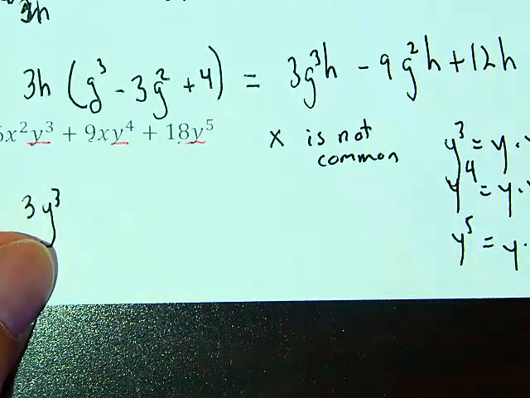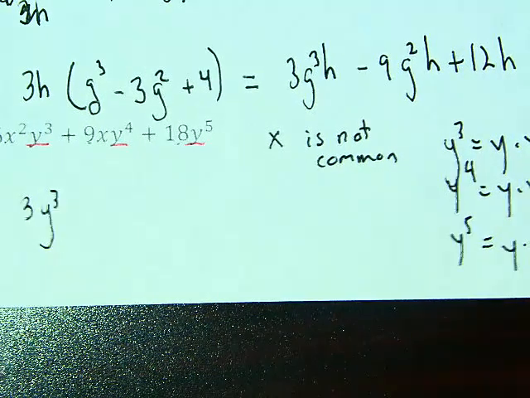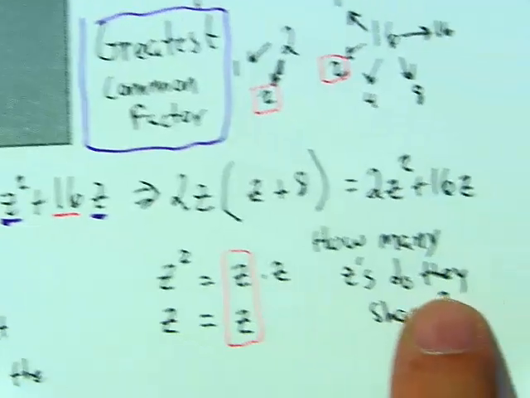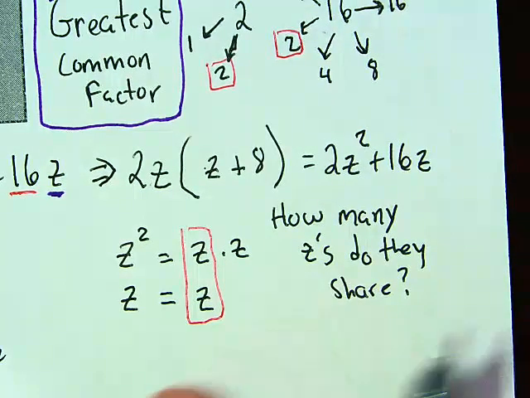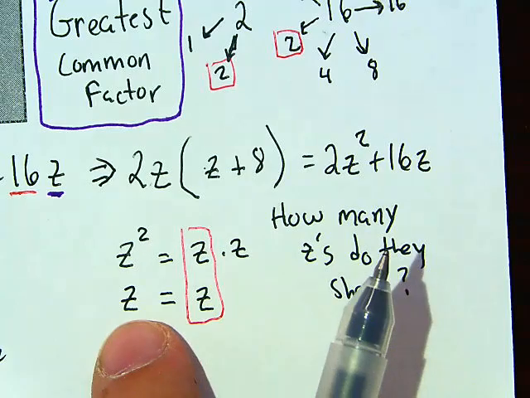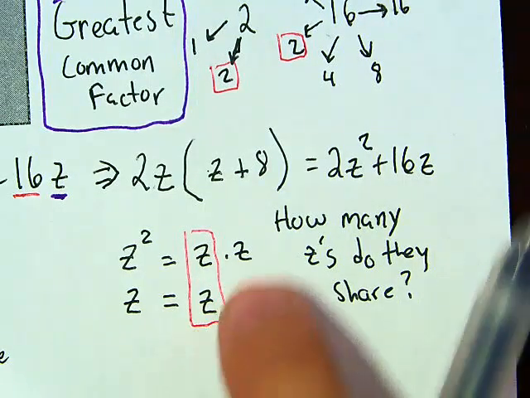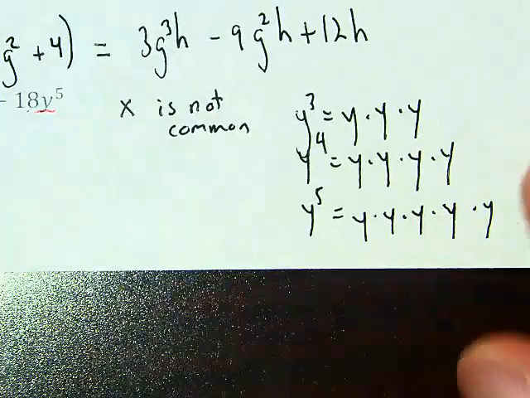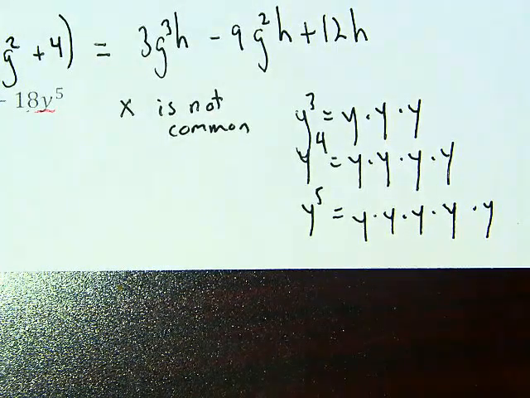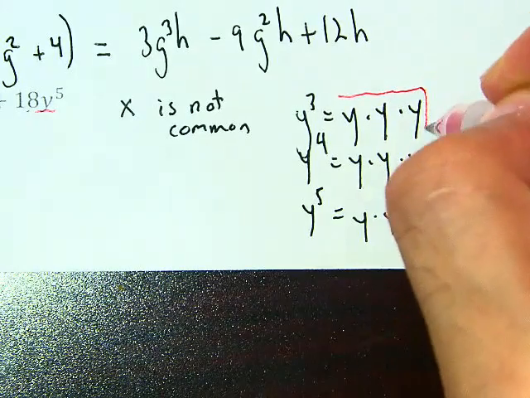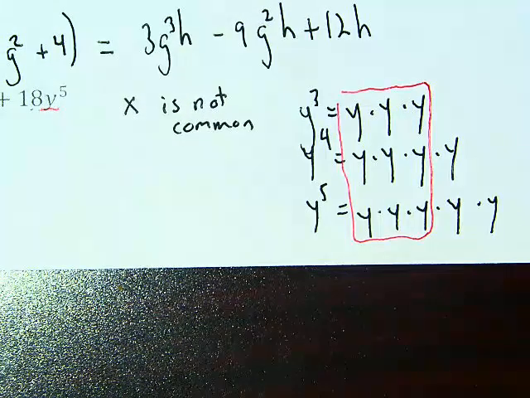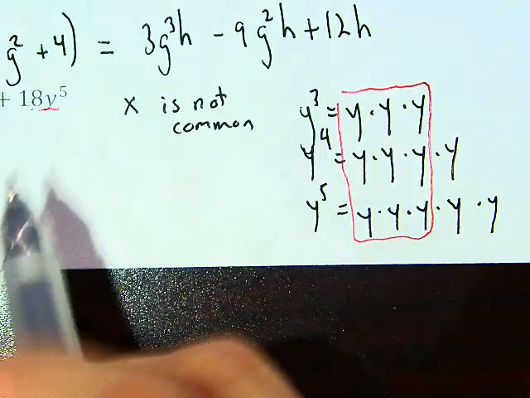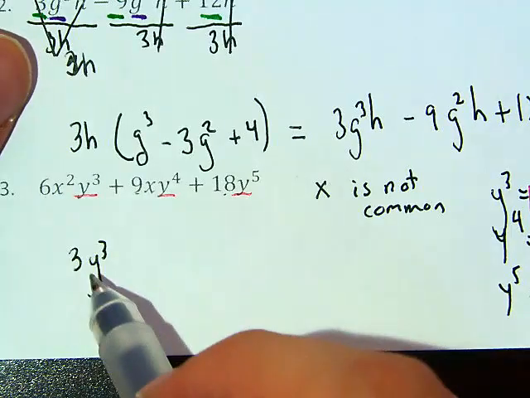And the same idea I had over here, don't you remember with the z's, how many z's do they share in common for z squared and z? They had one z in common, and that's why the z was the GCF. Here, how many y's do they have in common? They have 3 y's in common. So because they have 3 y's in common, y cubed is the GCF.